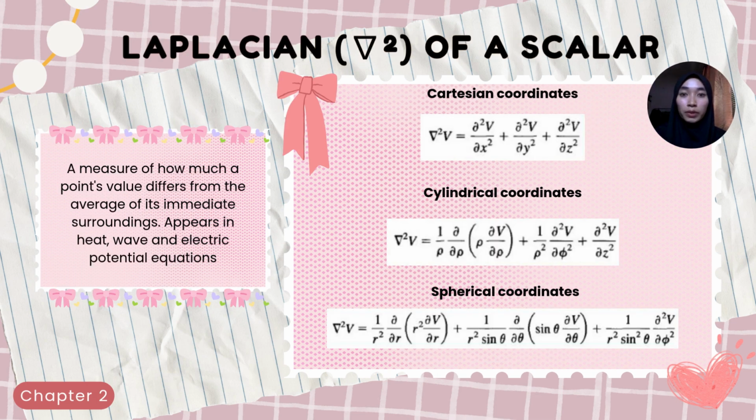Finally, we have the Laplacian represented as del square. The Laplacian measures how much a point's value differs from the average value of its immediate surroundings. It's essentially a second-order derivative operation that shows up everywhere in heat transfer, wave propagation, and electric potential equations. Mastering these coordinate representations completes our core vector toolbox.